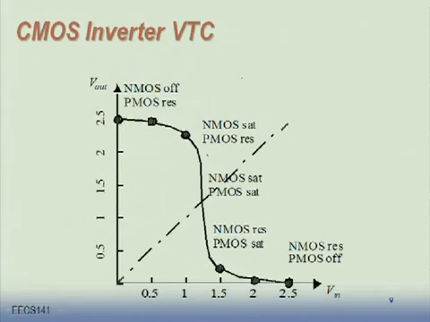And here what we will find out typically, this is velocity saturation. PMOS may be saturated or maybe velocity saturated. Then eventually PMOS is going to enter saturation. NMOS is going to be resistive. NMOS resistive, PMOS off.